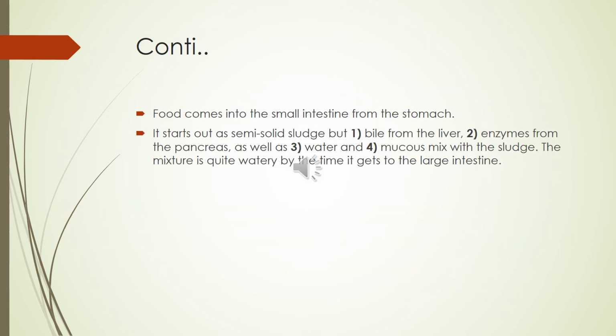Okay, so it's a bit of a summary: food comes into the small intestine from the stomach, and it starts out as a semi-solid sludge. Bile from the liver, enzymes from the pancreas as well, water, and mucus mix with the sludge. The mixture is quite watery by the time it gets to the large intestine. See, up till here the food is ready to move to the large intestine, and all the organs of the alimentary canal along with the accessory organs have taken part up till here.